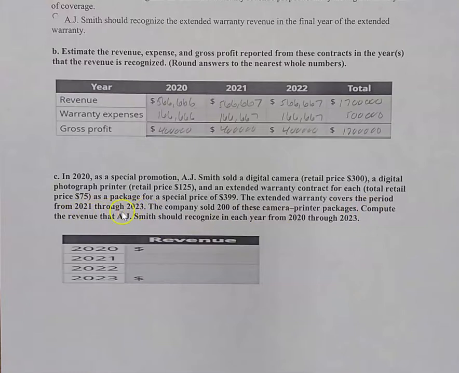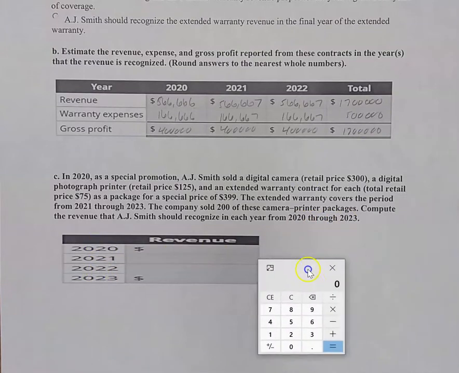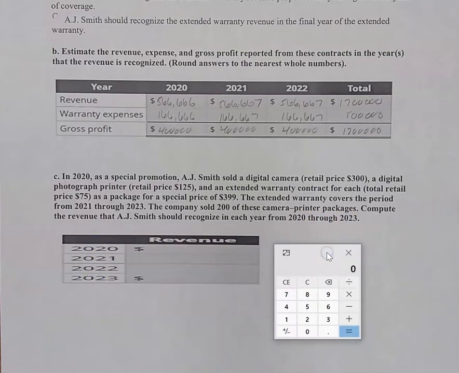Now, this is very important right here because remember, our sale is taking place in 2020. The company sold 200 of these camera printer warranty packages. Compute the revenue that A.J. Smith should recognize in each year from 2020 through 2023. So we've got 4 years that we have to account for here. So let's go ahead and bring our calculator over here.